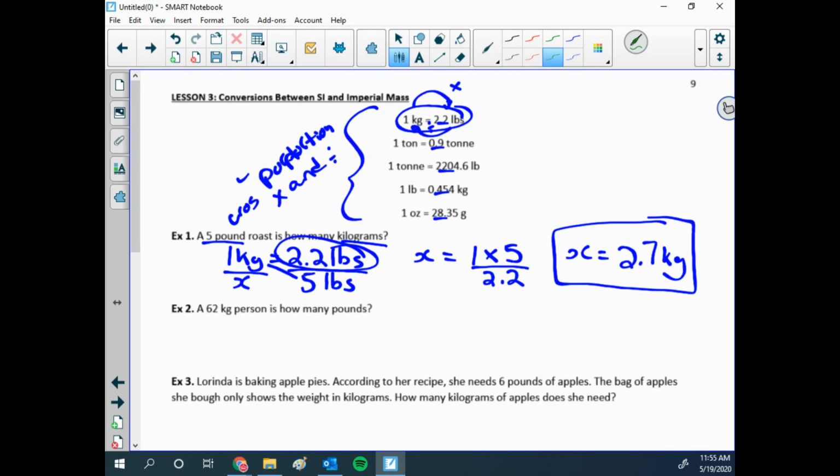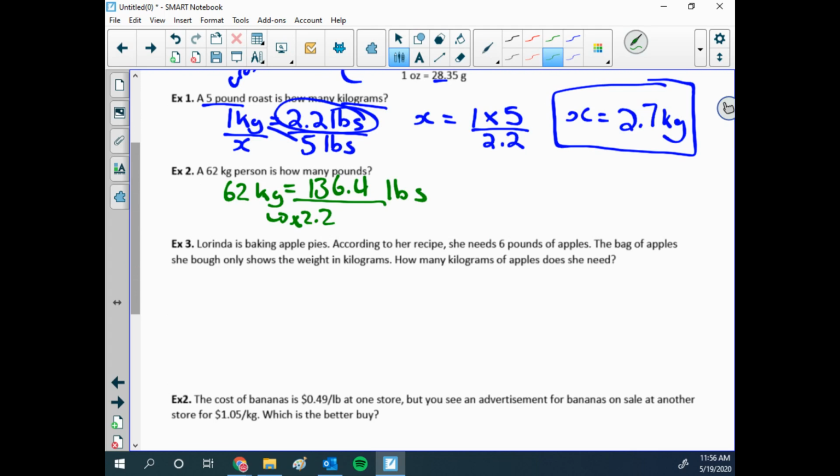Okay, next one. It says a 62 kilogram person is how many pounds? Well, usually we talk about pounds. That's how we measure our weight. So if someone's like, yeah, I'm 62 kilograms, what does that mean? Well, we can convert. We are looking to go from 62 kilograms to pounds. Now, I could set up a proportion, but for this one, I'm just going to use my conversion factor. So to go from kilograms to pounds, I'd have to times by 2.2. So I'm going to take that 62 and times it by 2.2, which will give me the person's weight, which is about 163.4 pounds.